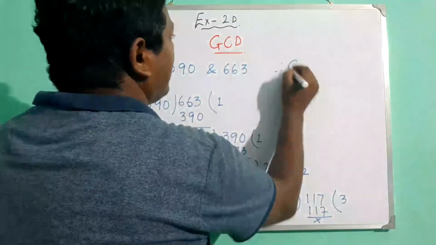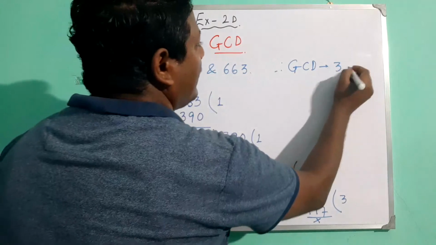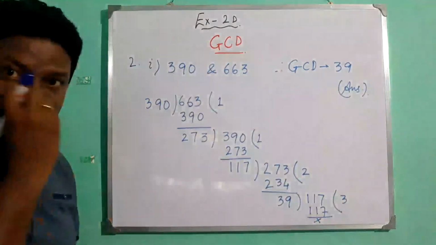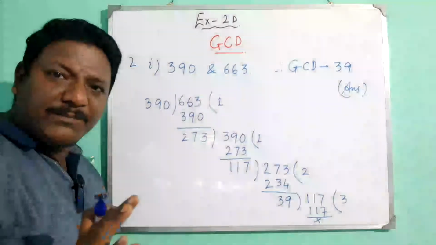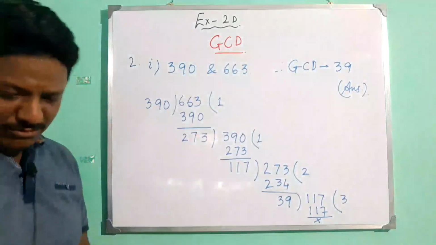Therefore, the required GCD is 39. This is our required answer. Okay, very simple. Okay, you understand? Okay, let us do the next sum.